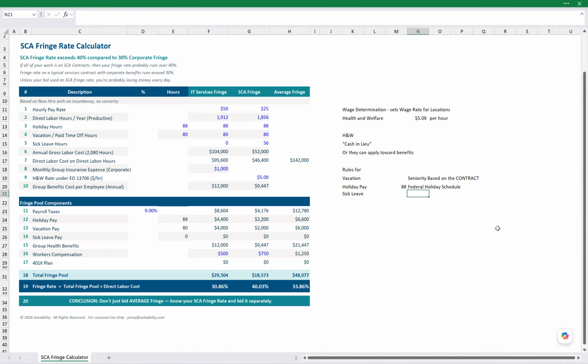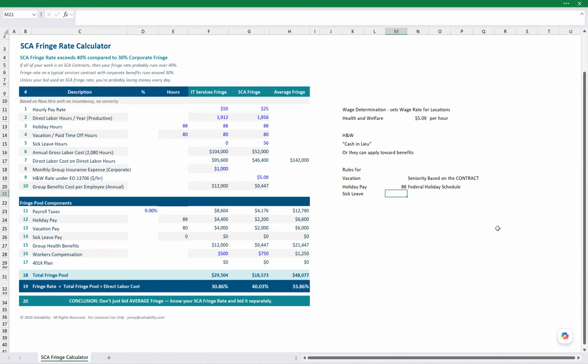Well, that makes sense. So it's 88 federal holidays right now. So that one's a pretty easy one to figure out when you're doing your pricing activity. Yes, correct. I think the kicker, though, is sick leave. People don't always read the instructions, but how much sick leave are they entitled to? It's a great question. So it is 56 hours.